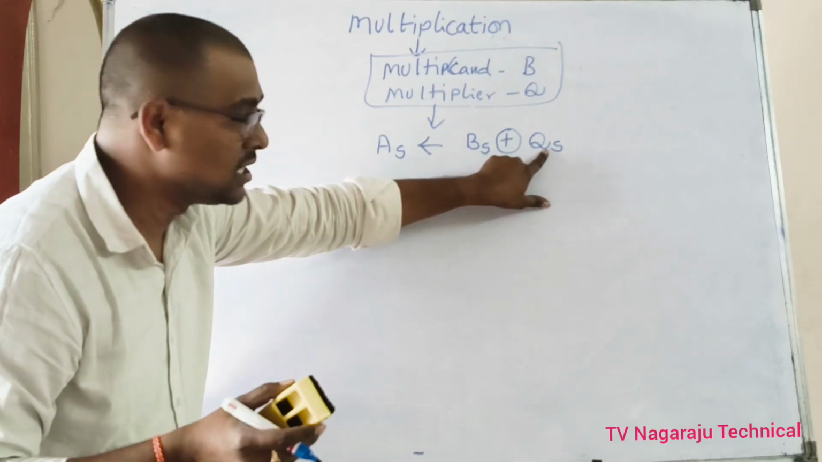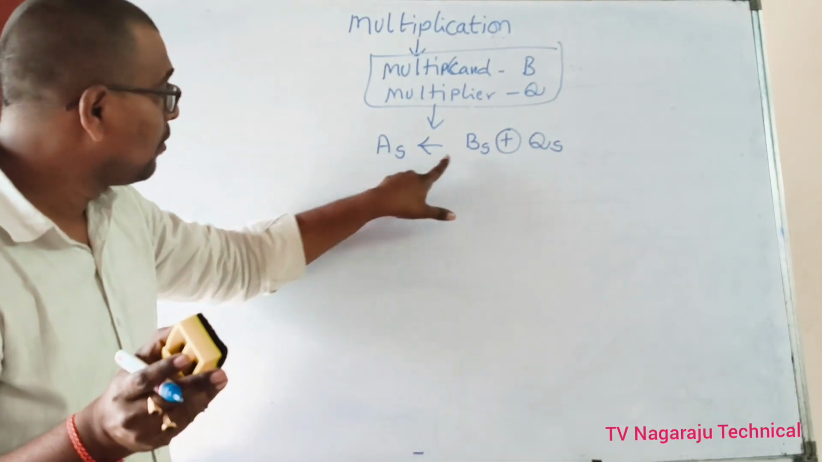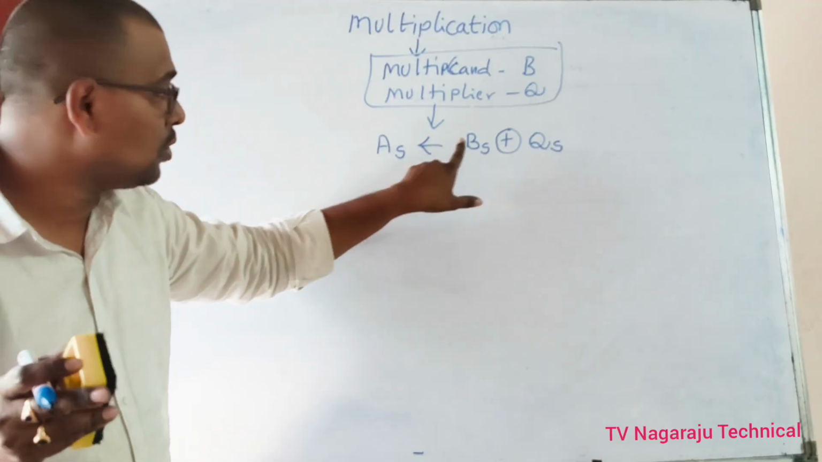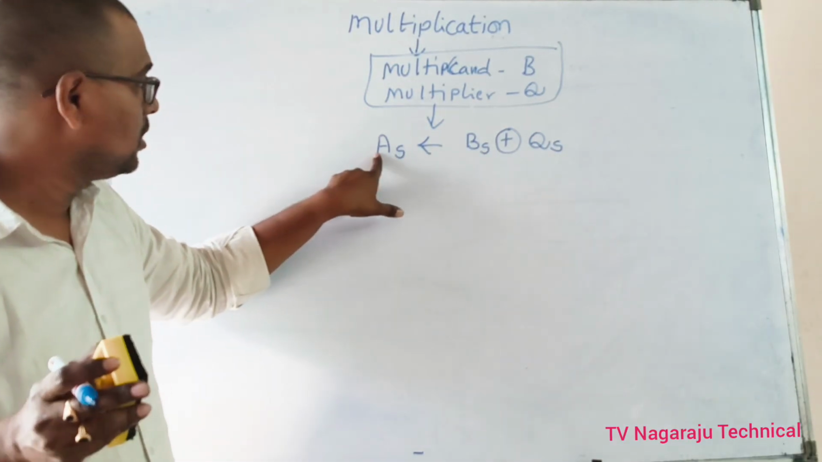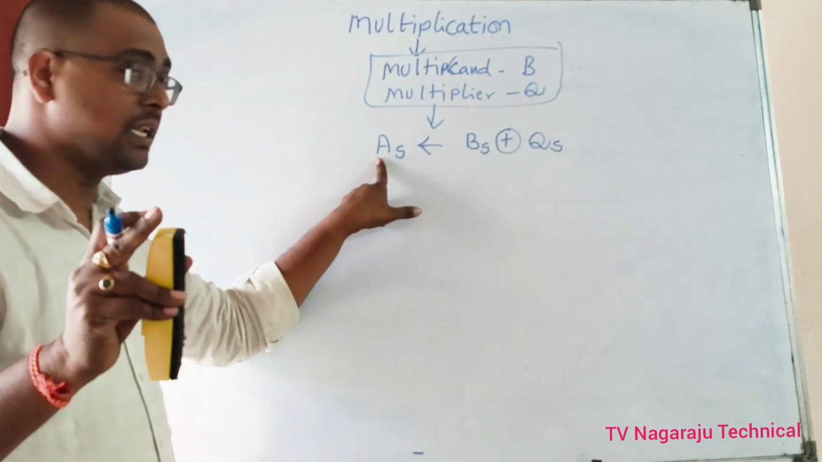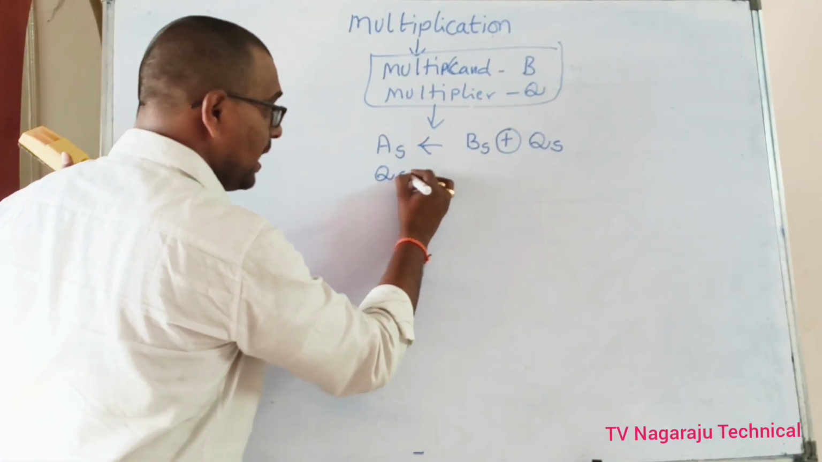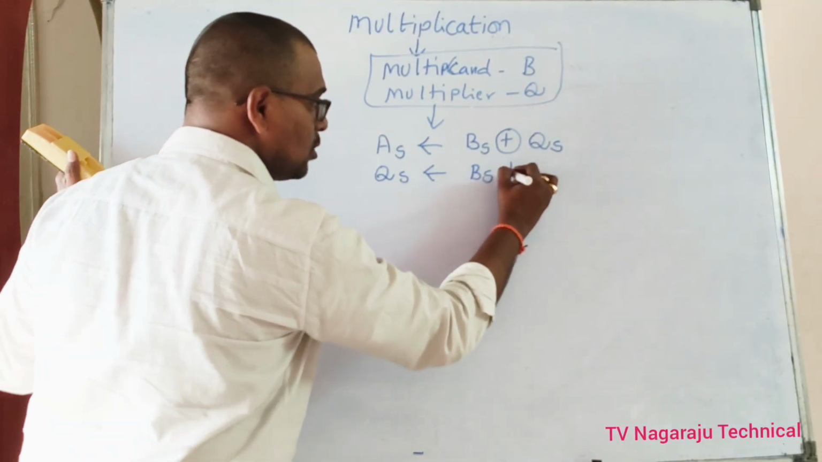If this is 1 and this is 1, that is, both are negative, 1 XOR 1, what is the answer? 0. So obviously the sign is positive. If this is 0 and this is 0, the answer is 0. 1 and 0 gives 1, that is negative. You got it? The XOR operation gives the sign of AS and the sign of QS also.